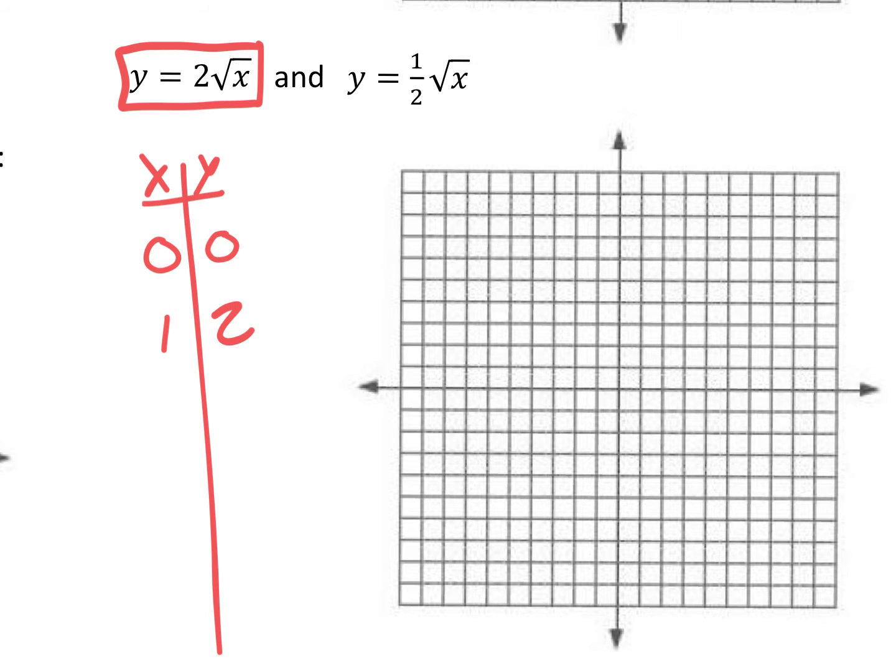What else should I plug in? 4. The square root of 4 is 2 times 2 takes me back to 4. Next number to plug in? 9. Because the square root of 9 is 3 times 2 gives me what? 6. So let's graph these coordinates: 0, 0, 1, 2, 4, 4, and 9, 6.